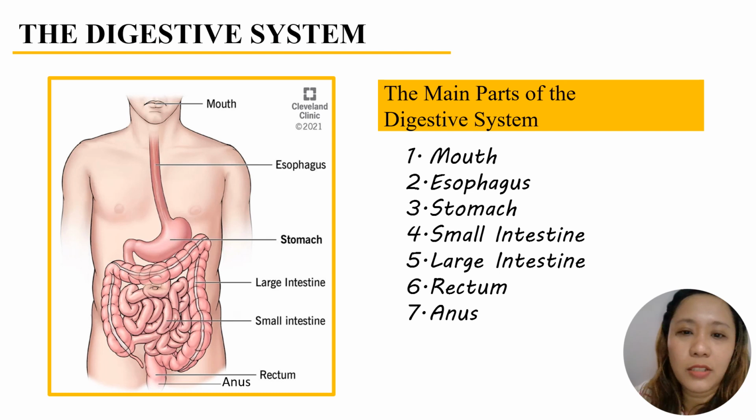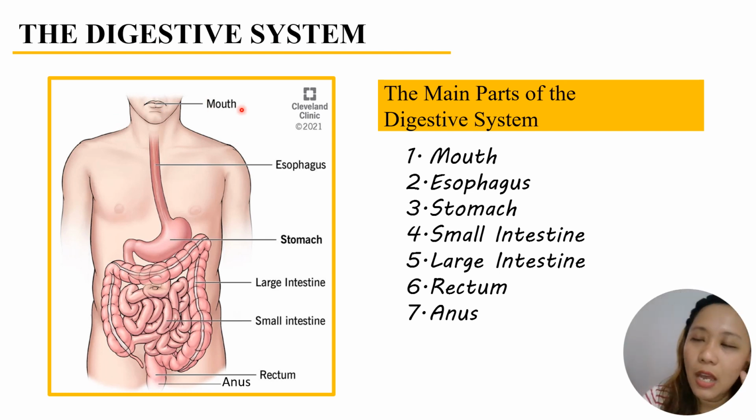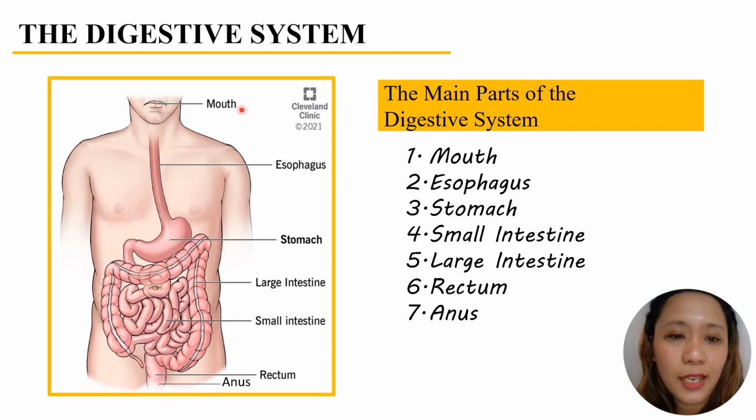Next are the main parts of the digestive system. The first one is our mouth. This is our mouth. Bata class, dala na da ang tongue, ang teeth, ang hard palate, kag ang soft palate. Okay? Next is the esophagus. This is the tube that connects our throat to our stomach.